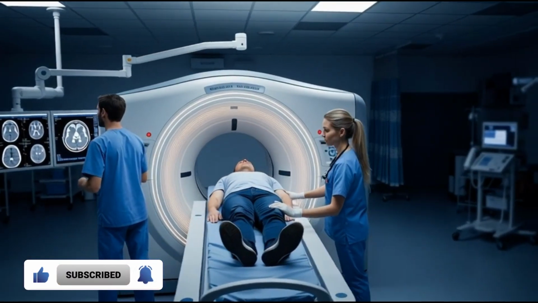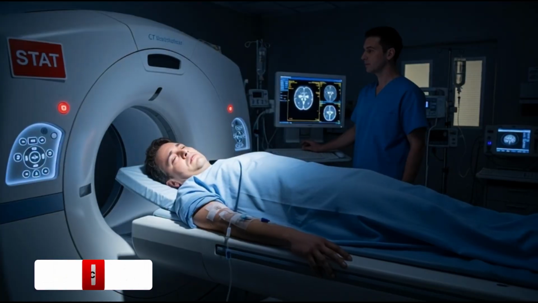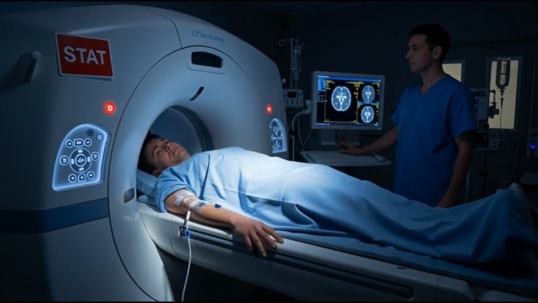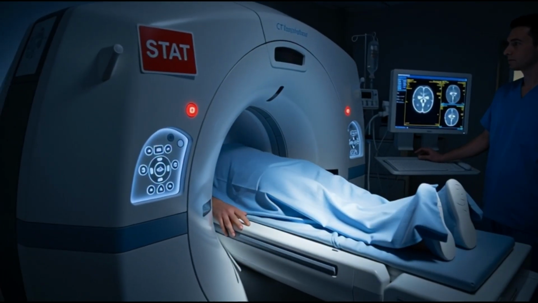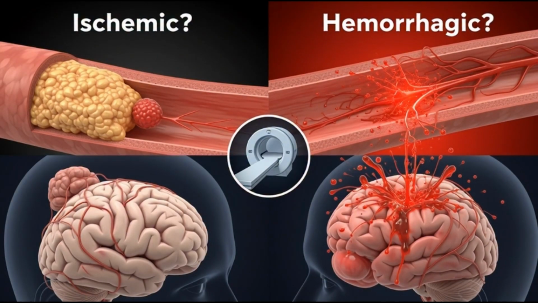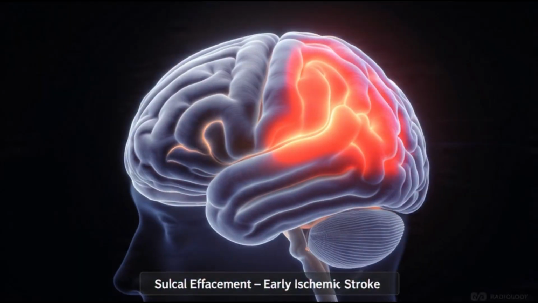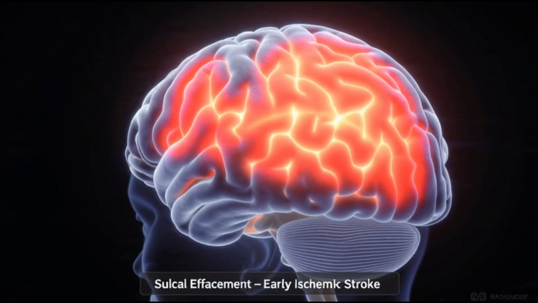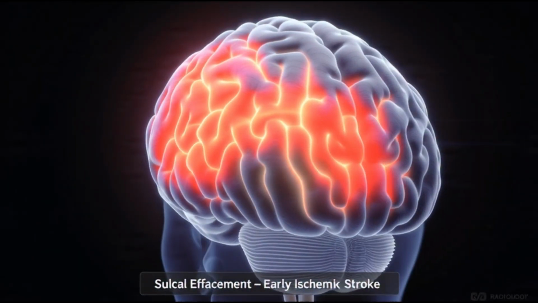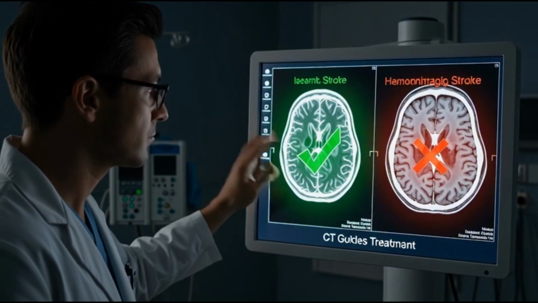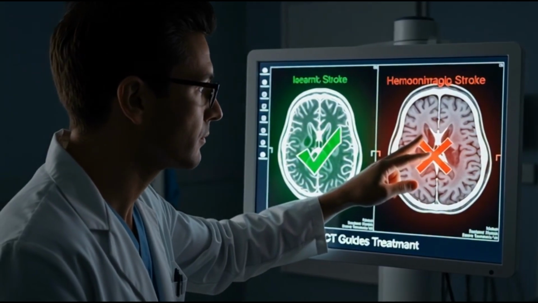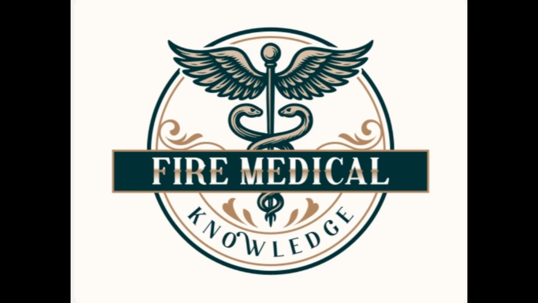In this video, we will understand why CT brain is the first investigation in stroke, how to identify ischemic and hemorrhagic stroke on CT, early and late CT findings, common vascular territories involved. By the end of this video, you will be able to confidently interpret CT brain findings in stroke patients.